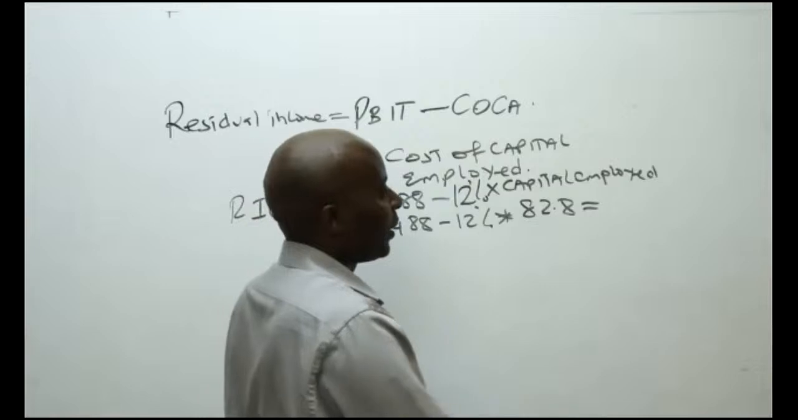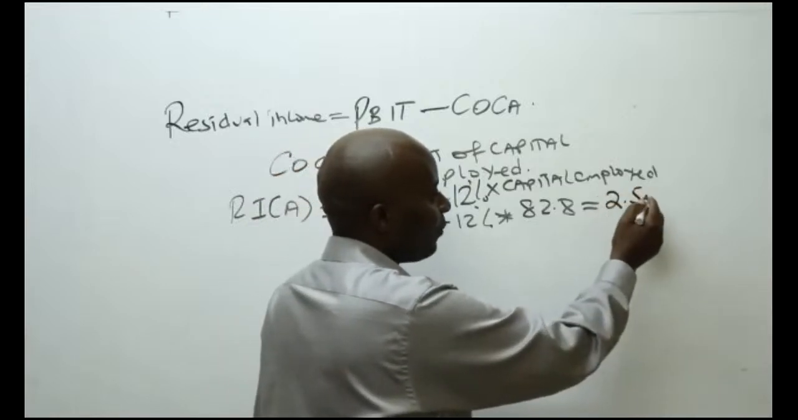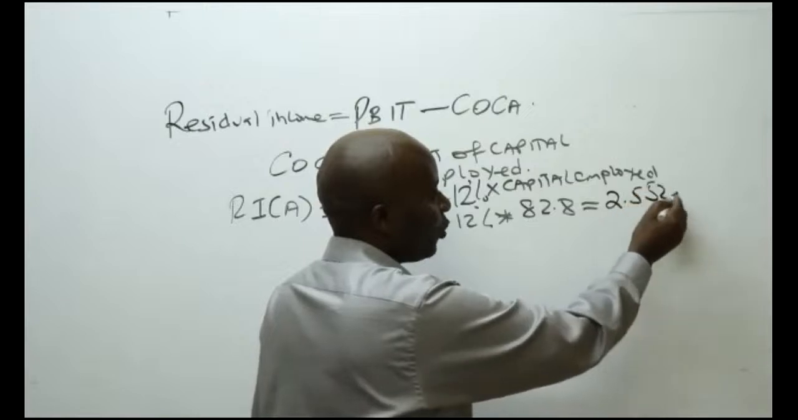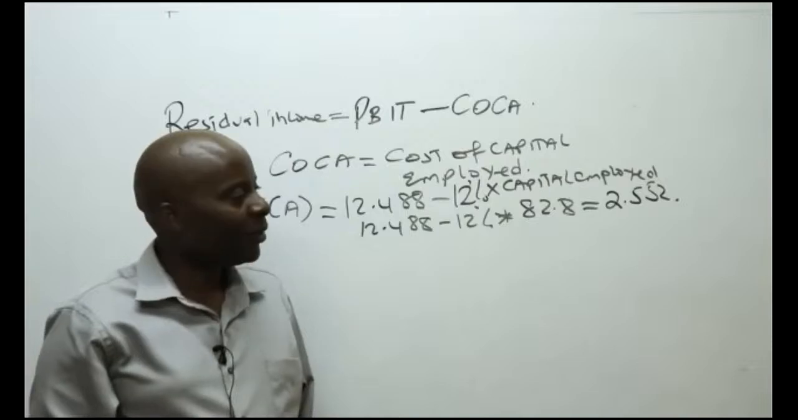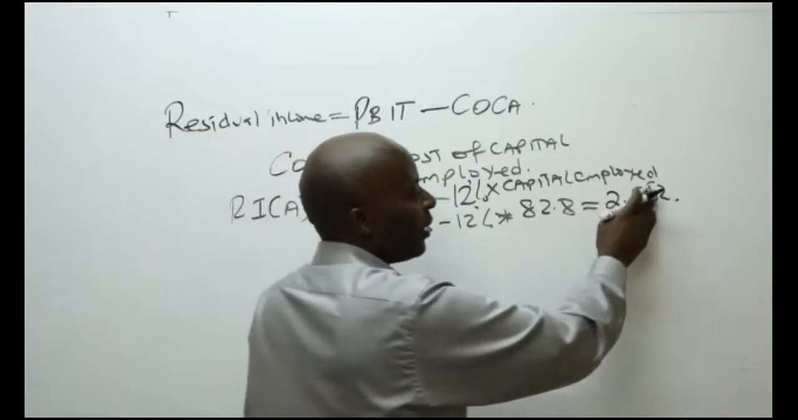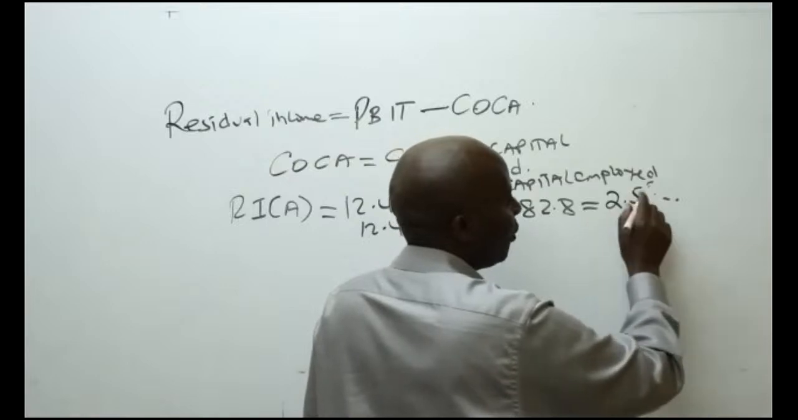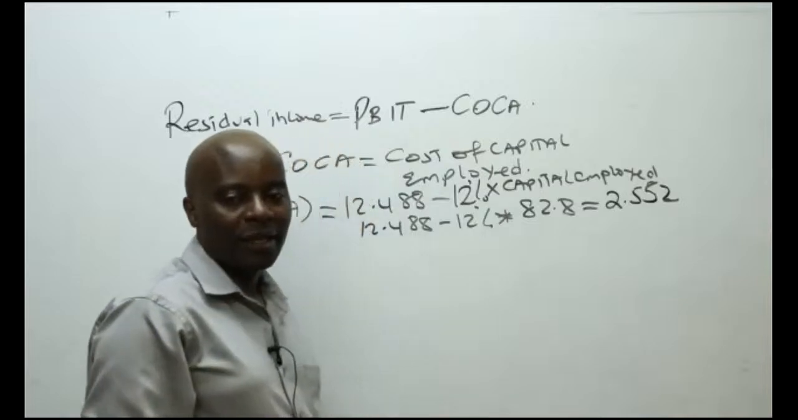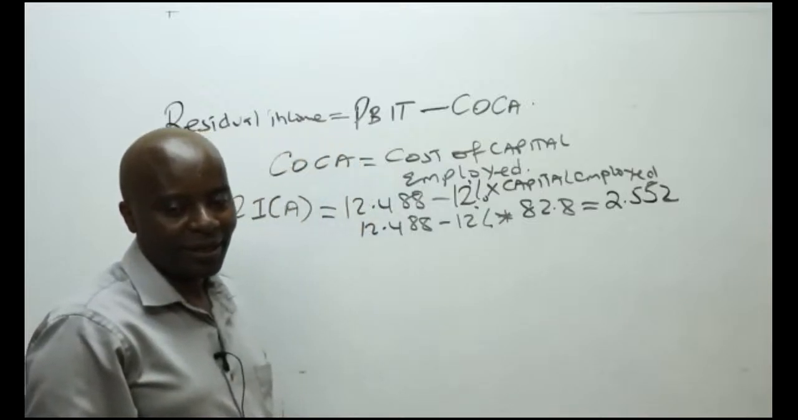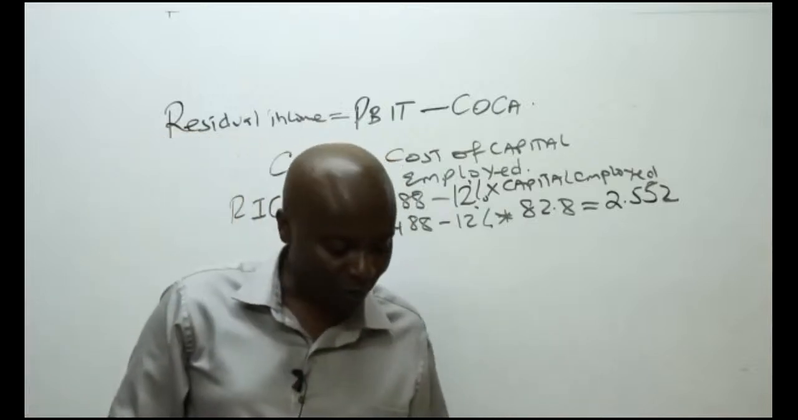I'm getting a 2.552. I don't know why others are getting 2.522. 2.552, I'm told. But there are others who are getting 2.522. No, this is something that we can prove even ourselves. We have calculators here.